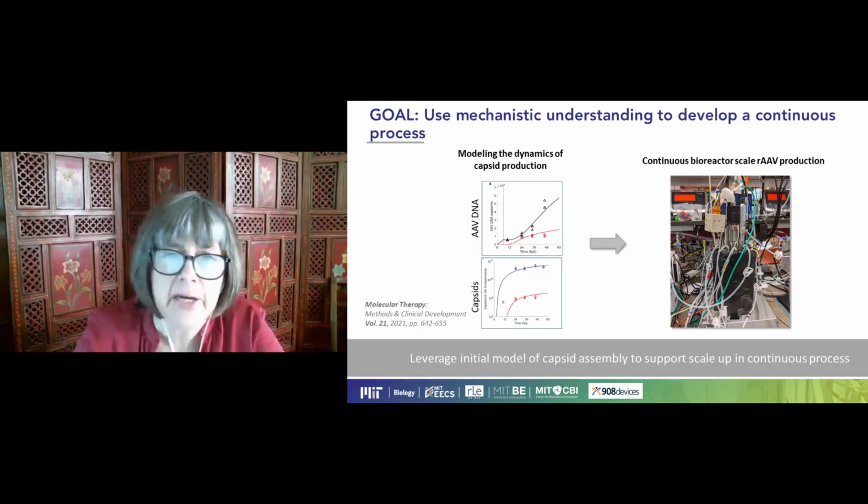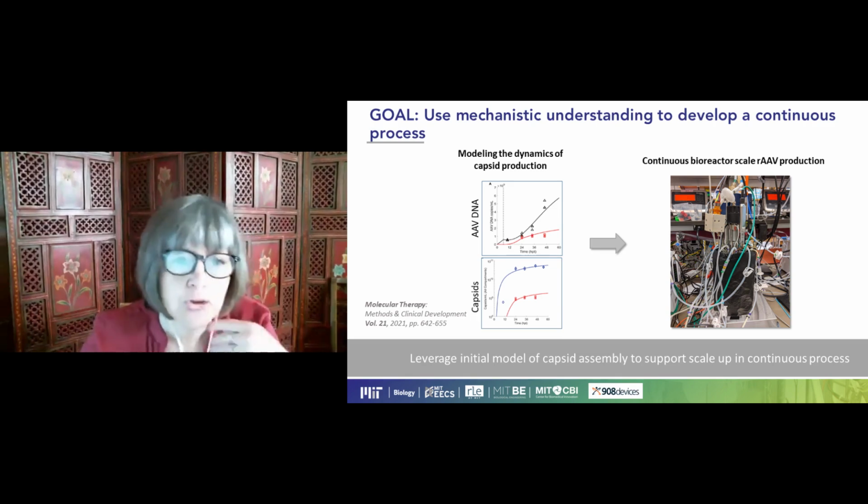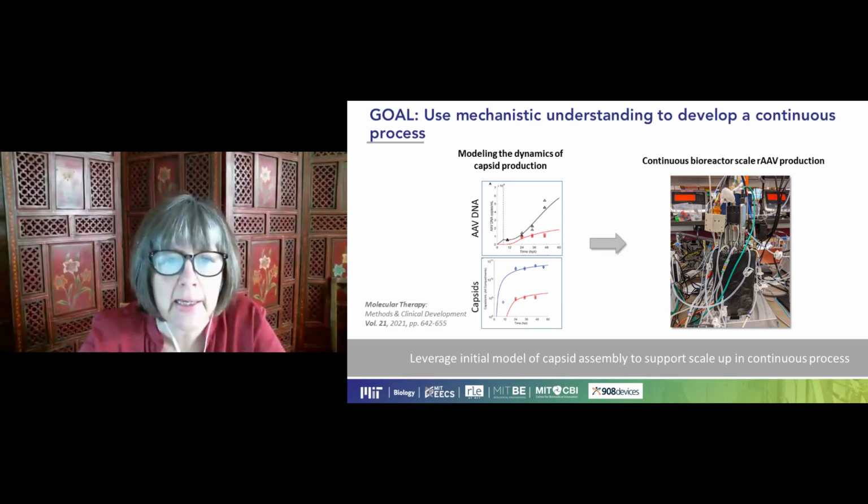So the team at MIT are developing a model to design and predict capsid formation to achieve high productivity and high capsid quality. They published initial data last year, shown here on the left, and their model has been verified in shake flask, as we can see a good model fitting for capsid and AAV DNA. And they will use this model then to guide development of continuous bioreactor AAV production.